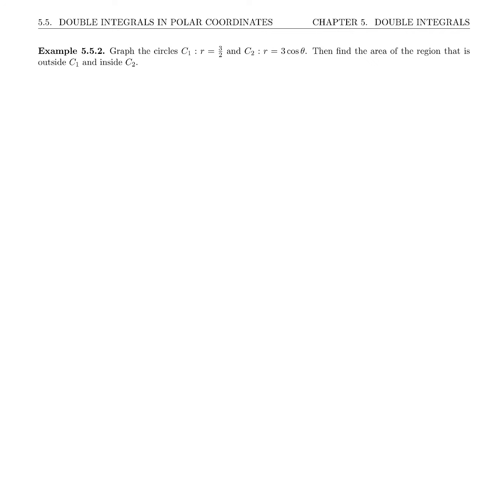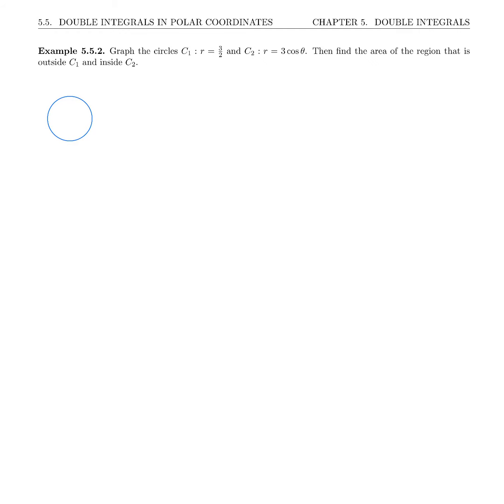Welcome back. In this video, we're going to do example 5.5.2, where we're asked to graph the circles C1, which is r = 3/2, and C2, r = 3 cos theta. Then we're asked to find the area of the region that's outside C1 and inside C2. So let's start by getting a handle on what this region looks like.